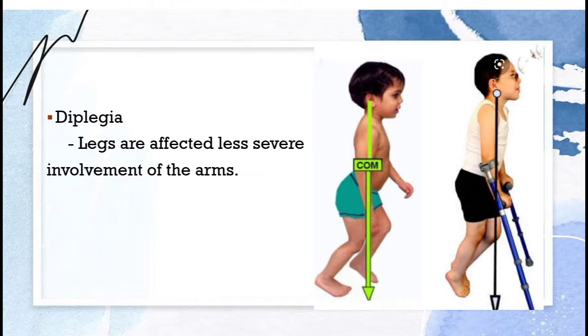Legs are affected, with less severe involvement of the arms. So, it refers to symmetrical paralysis, usually affecting either the arms or the legs. It is the most common type of paralysis in children, but can affect people of many ages. So, unlike other forms of paralysis, diplegia is highly unpredictable and may get better, worse, or radically change with time.